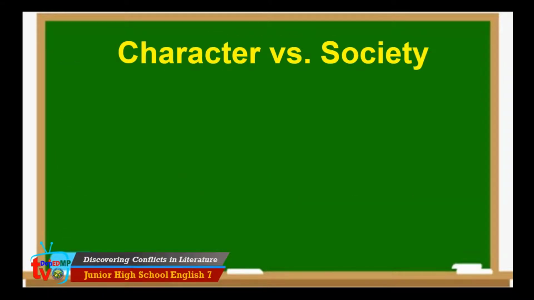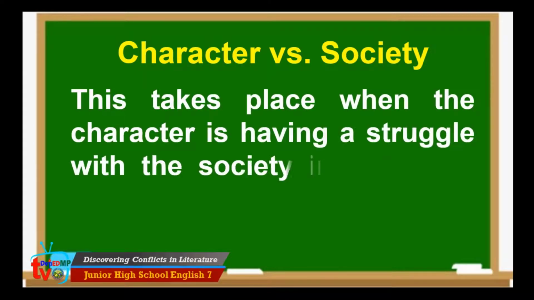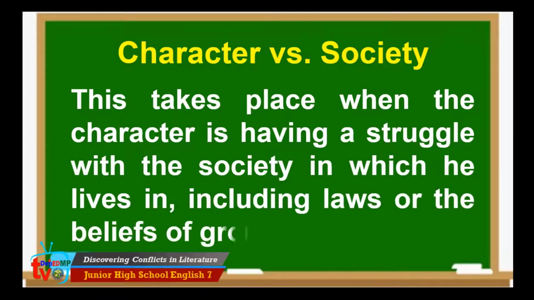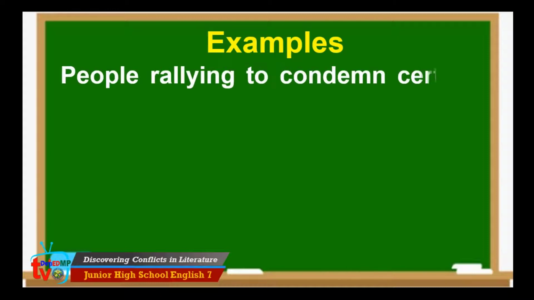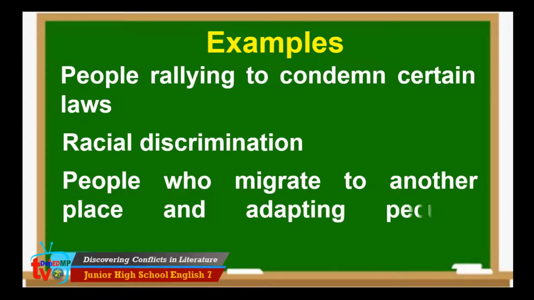Character versus society. This takes place when the character is having a struggle with the society in which he lives, including laws or beliefs of groups. Examples: people rallying to condemn certain laws, racial discrimination, and people who migrate to another place and adopt peculiar cultures.